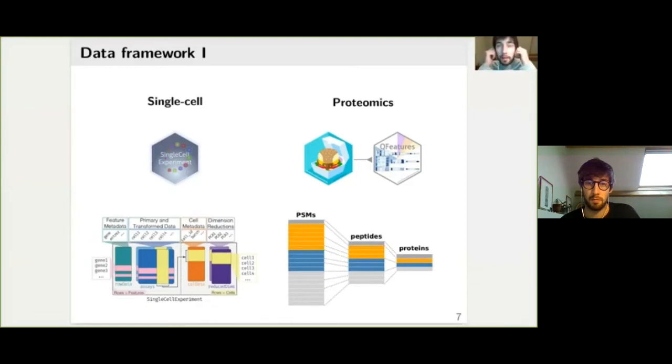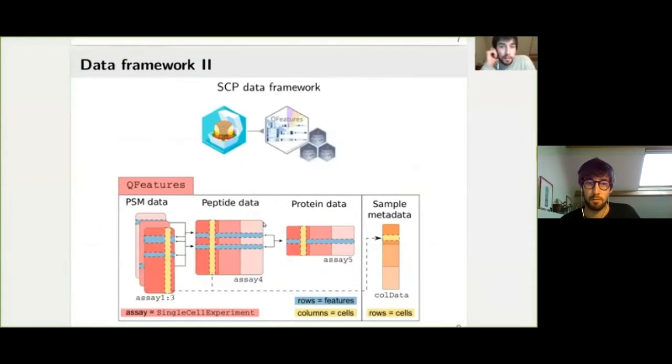And when we combine those two classes, the SingleCellExperiment and the QFeatures, we get our SCP framework. The SCP framework is therefore a QFeatures object that contains SingleCellExperiment objects.